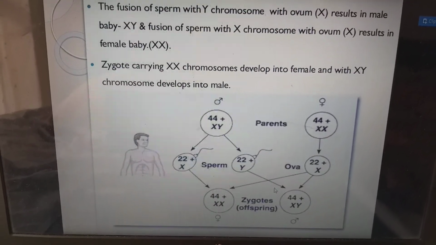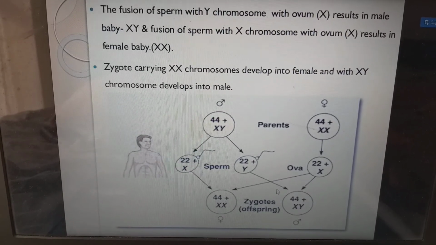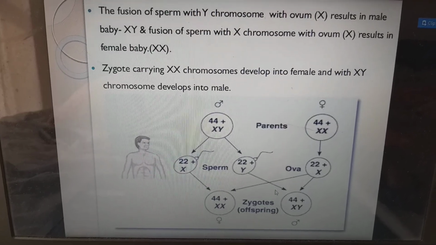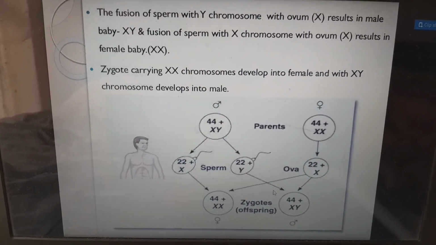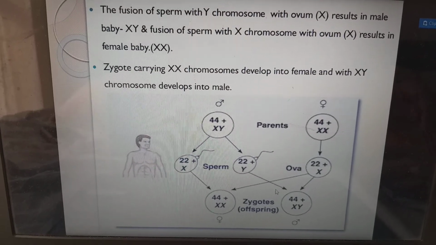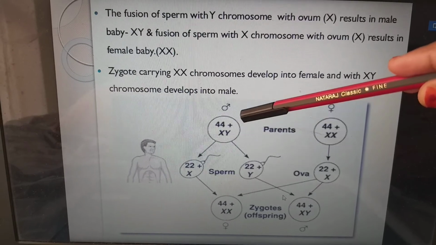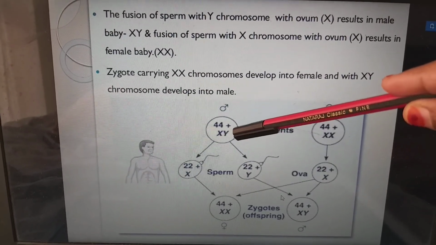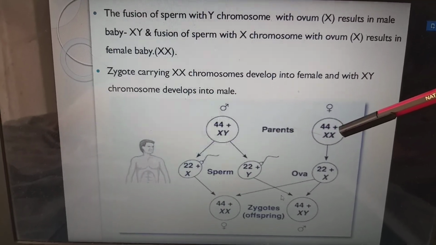So the fusion of a sperm with a Y chromosome with the ovum results in a male baby, XY, and the fusion of a sperm with an X chromosome with the ovum will result in a female baby, XX. So the zygote carrying XX chromosomes will develop into a female, and the zygote carrying XY chromosomes will develop into a male. For example, in this picture it is clearly shown. So 44 plus XY, we call male. 44 plus XX is female.